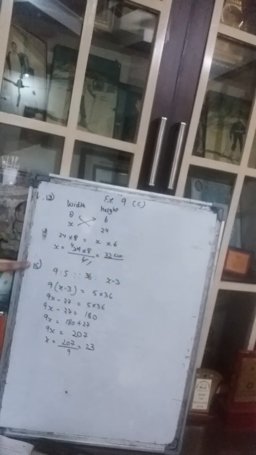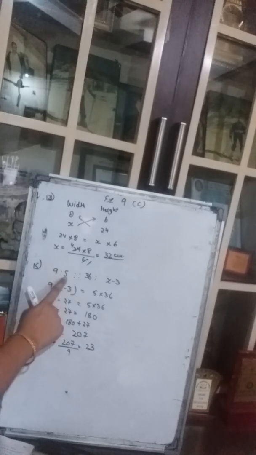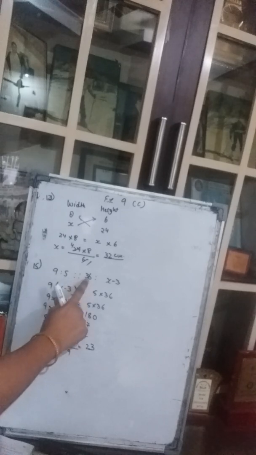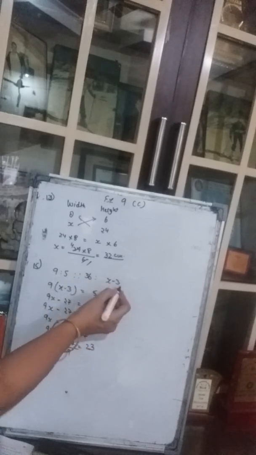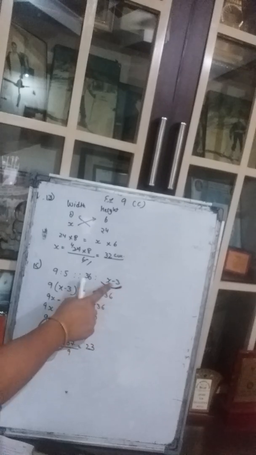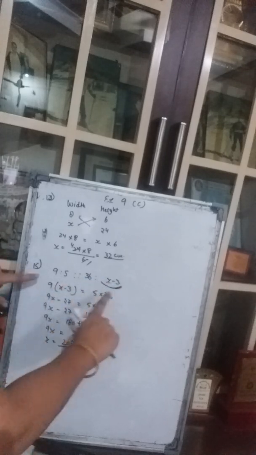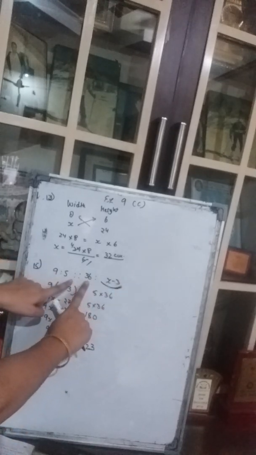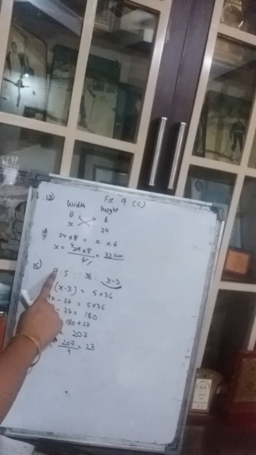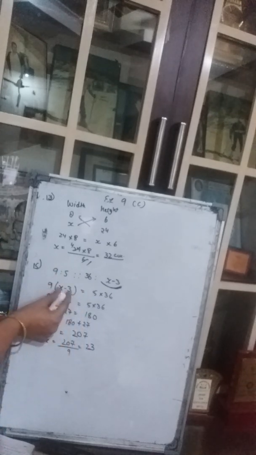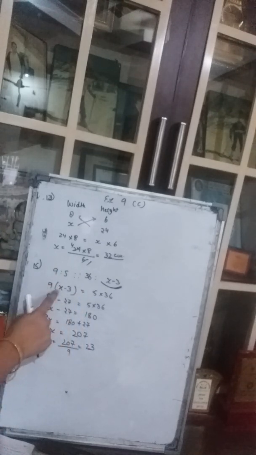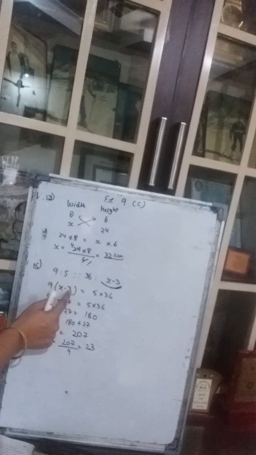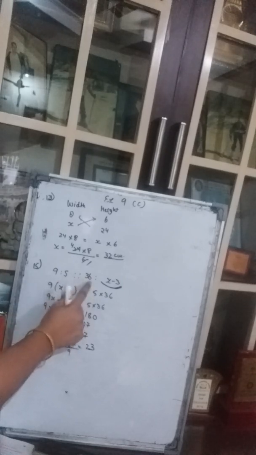Okay. Now let's do the 15th question. Now we have to find the value of x in the proportion 9:5 proportion to 36 ratio x minus 3. Now this x minus 3 is one term. So let's apply that formula. The product of extremes should be equal to the product of means. Now what is the extreme? 9 into x minus 3. This whole is one term. It cannot be 9x minus 3. No. 9 is getting multiplied by this whole term x minus 3, which is equal to 5 into 36.